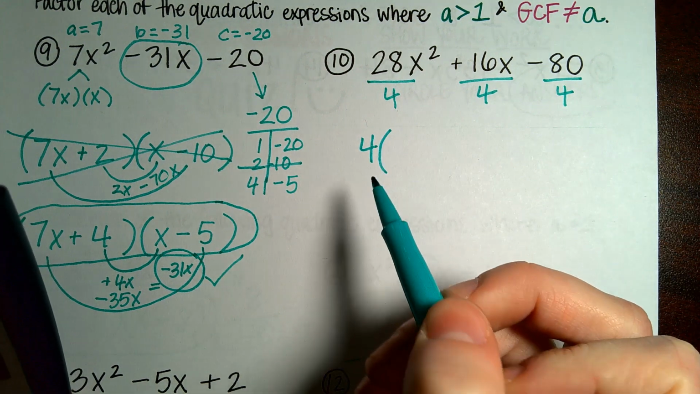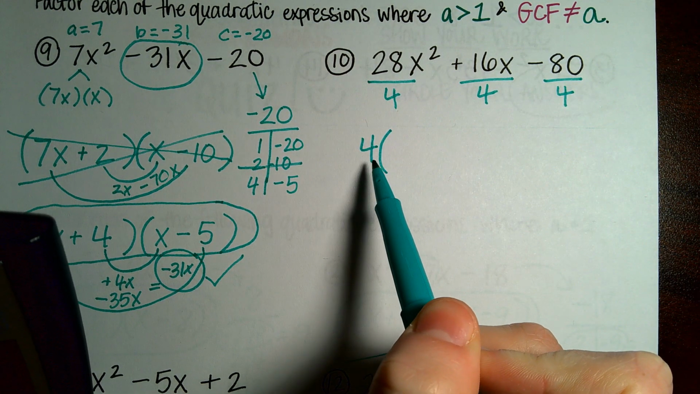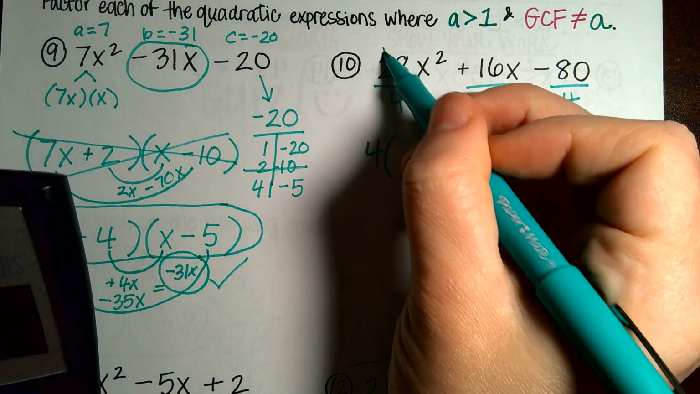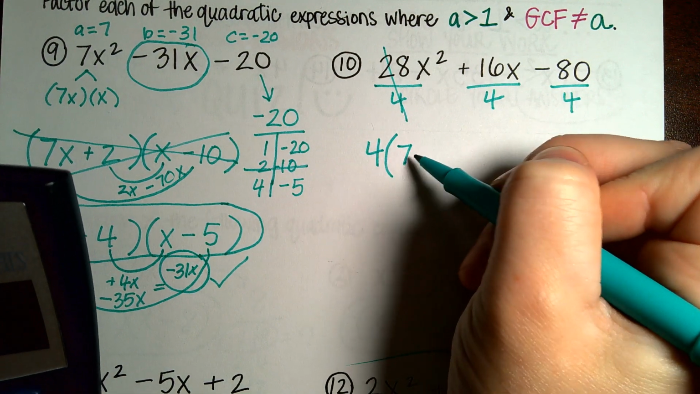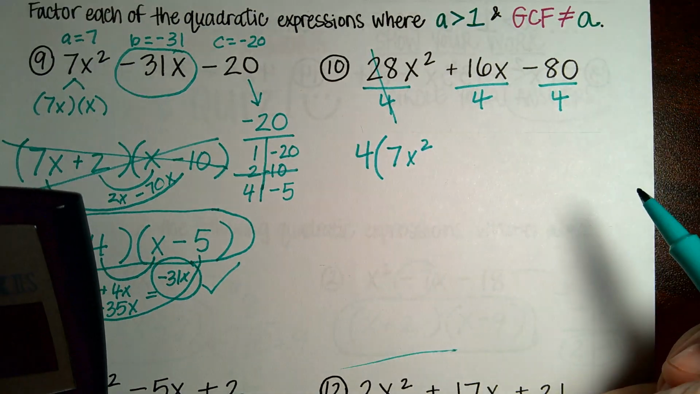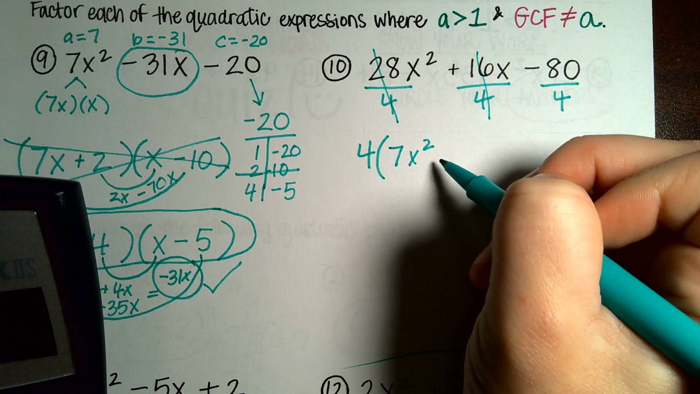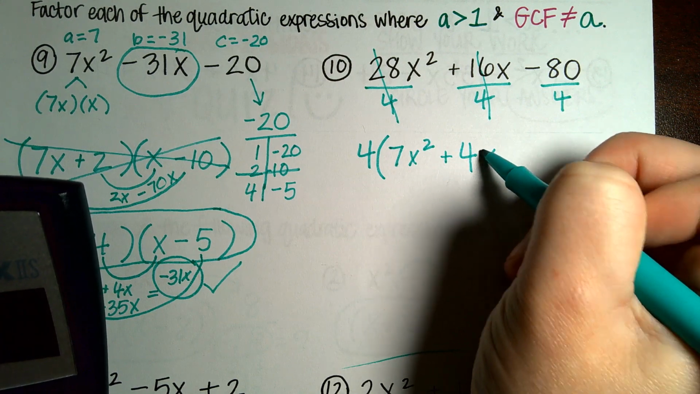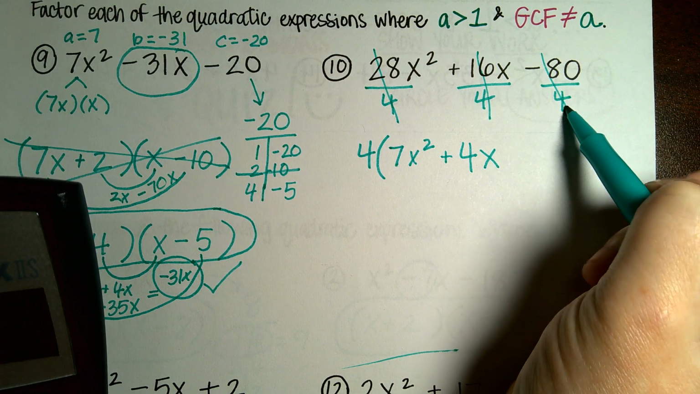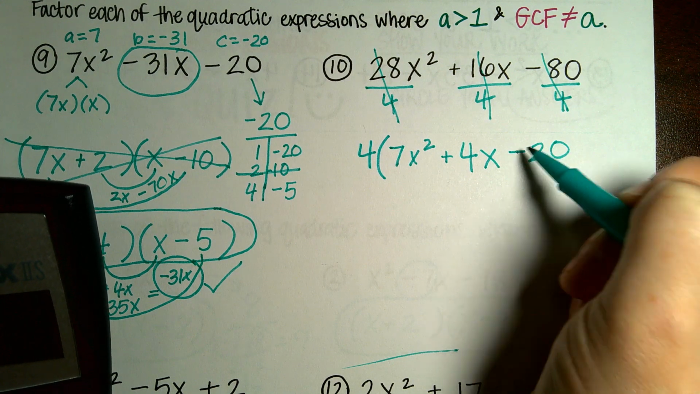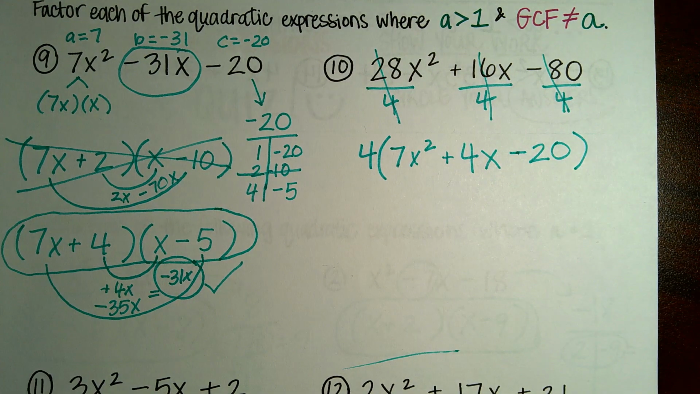Remember, if we take out our GCF, we've got to put it on the outside of the parentheses. So 28 divided by 4 gives us 7x squared. 16 divided by 4 gives us plus 4x. 80 divided by 4, minus 20. Perfect.